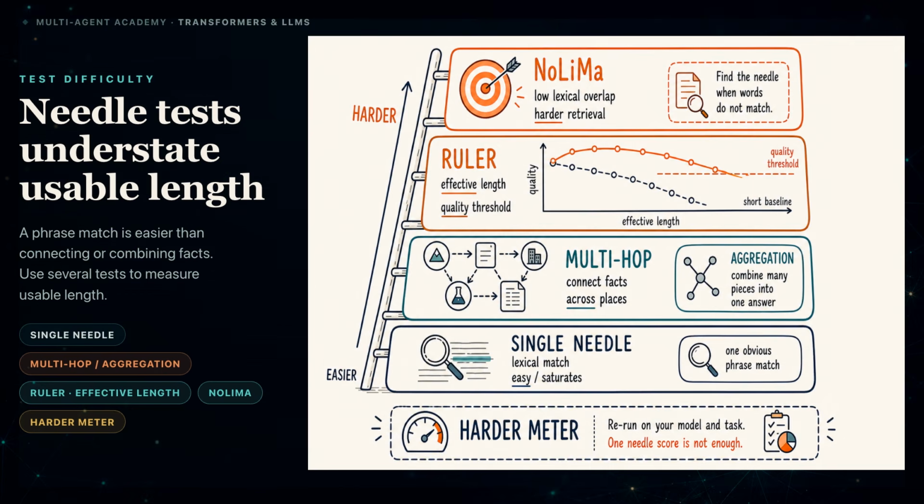Ruler measures the length where quality stays above a chosen target, and NoLiMa makes retrieval harder by changing the wording between the question and the hidden fact. Use several tests rather than trusting one score. Define usable length with the hardest behavior your application truly needs.